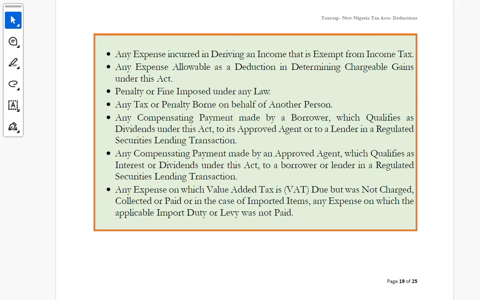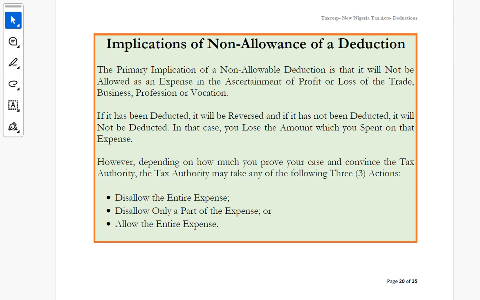When you don't pay withholding tax on any item, any expense, it will not be allowed as a deductible expense. And if you import goods where you're supposed to pay import duty or levy and you don't, the cost of those goods will not be allowed as deductible expenses.